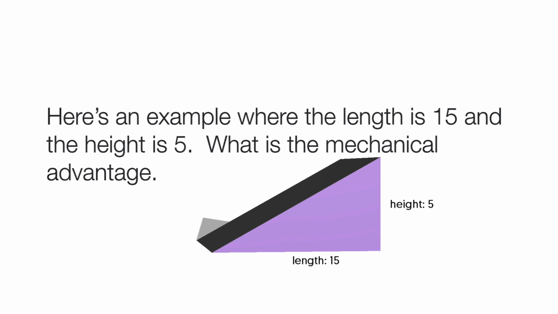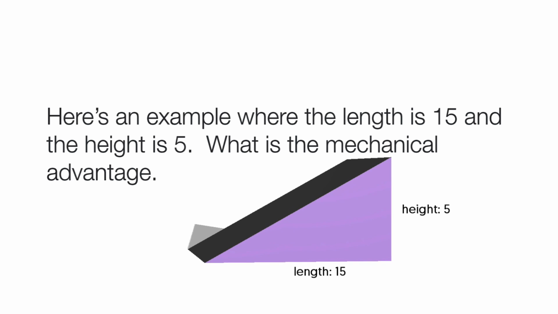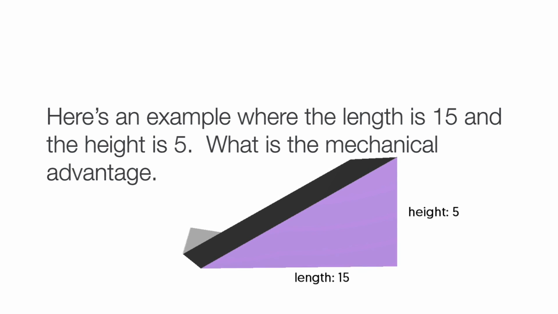Now, if you're concerned about inclined planes, don't be. Like I said, they work almost exactly the same as a wedge. The mechanical advantage is similarly calculated as well. So here's an example. The length is 15 and the height is 5. The mechanical advantage is 3. 15 divided by 5 is 3. Let's try one more practice problem.